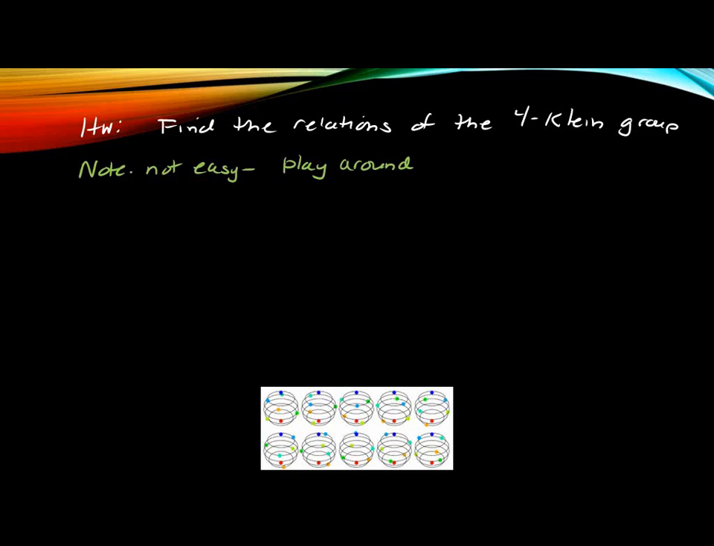Okay, so this one's not easy. Play around with it. I told you the answer is yes. You're going to find that there is actually a product that you're going to be able to create the 4-Klein group. Figure out what the restrictions are. Scratch around. I call it play because it actually feels like the same way I feel when I'm playing with Legos. It's play. Just play.